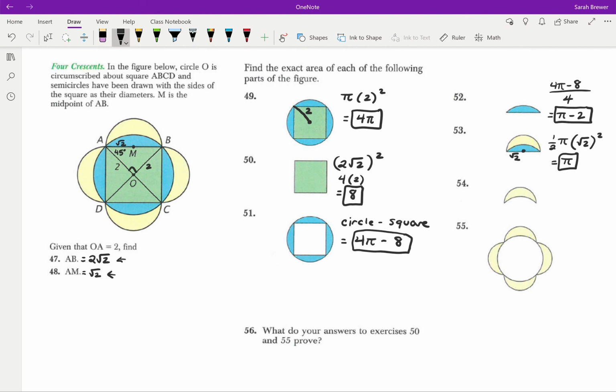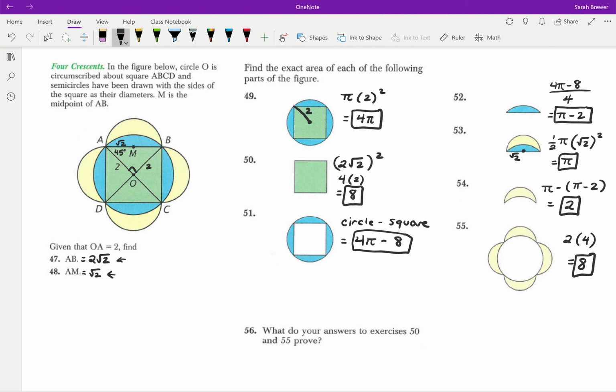All right. And then that little crescent shape that we're left with when we take the area of the semicircle in 53 and subtract the blue area in 52 is going to be pi minus pi minus 2, which gives us positive 2. And then if we want the area of all 4 of those crescent shapes, I'm just going to multiply that 2 by 4, and we get 8.